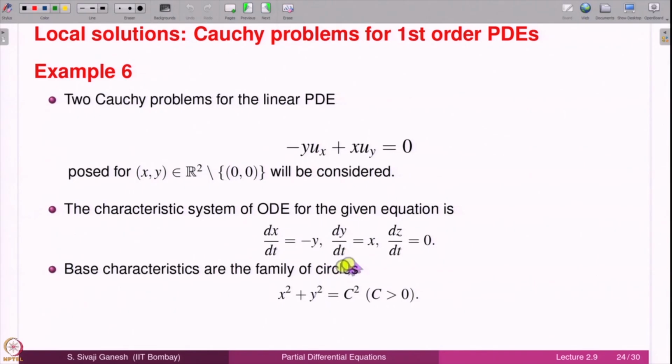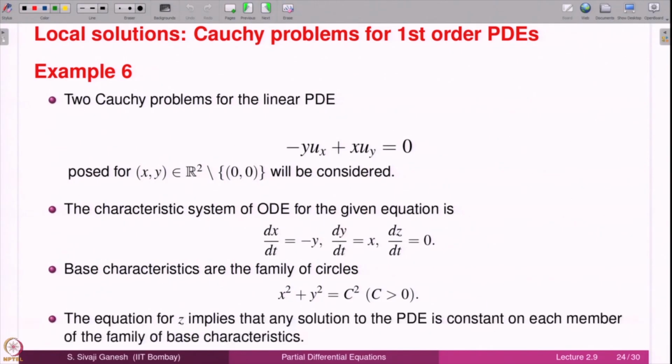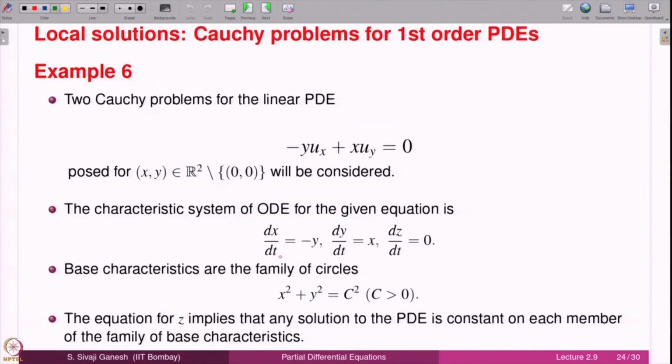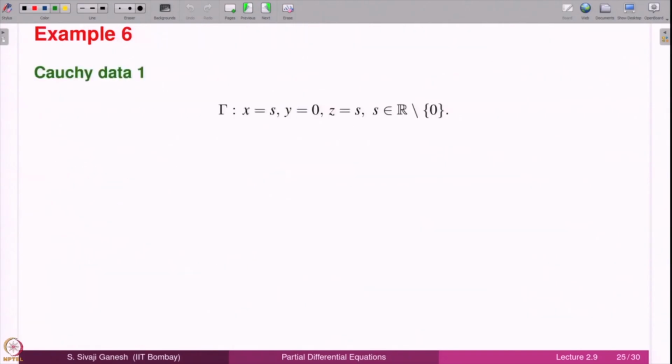So, base characteristics are the family of circles x square plus y square equal to c square. Since it is a positive number, we write c square because we do not want to write root c in some other place. So, we write c square and always mention that c is positive, so that we do not get confused later. Now, the equation for z implies that any solution to the PDE is constant along each of the base characteristics, because dz by dt is 0 on solutions of this. So, that means on each circle the solution is constant. If you know at one point on the circle what is the value of the solution, then it is the same constant throughout that circle.